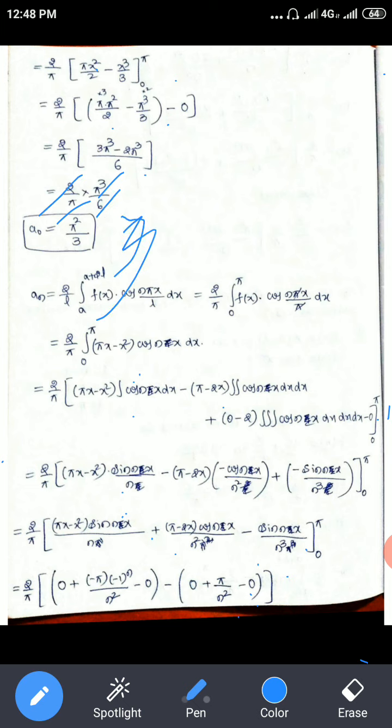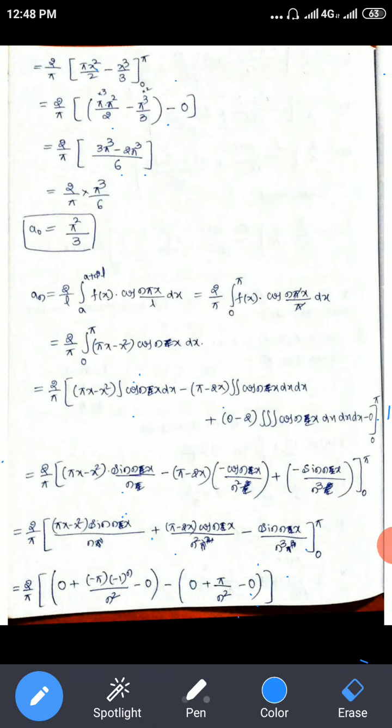So 2 threes it is. So pi square divided by 3. This is what a naught is. So next coming to an. So the value of an is here.